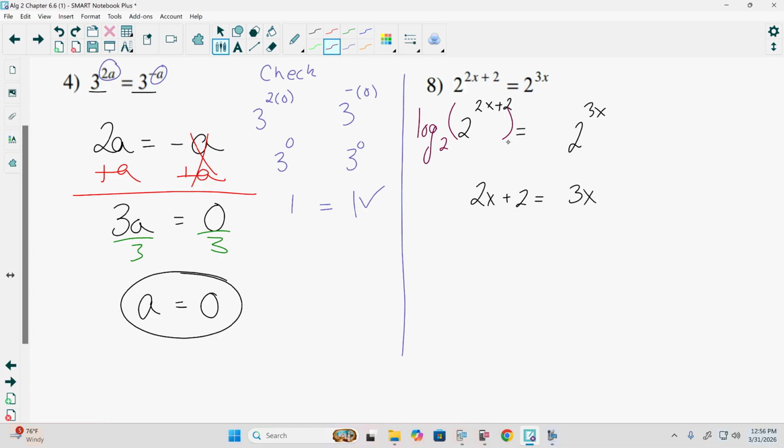But I can't just do it to one side, we have to do it to both, yes? The right-hand side, log base 2 of 2 to the 3x would be 3x, because the log base 2 of 2 simplifies, yes? That's what we've been doing on all of these. The one before it, we were applying log base 3 to both sides to get the 3's to simplify.